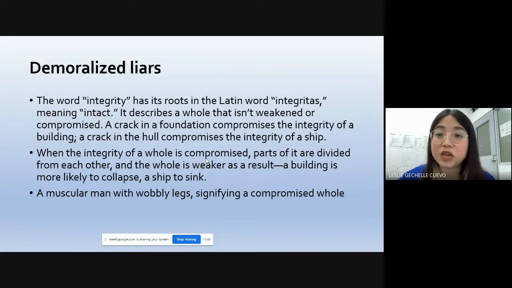A crack in a foundation compromises the integrity of a building, di ba? Kapag hindi maayos yung pundasyon ng isang building, may chance na masira yung building, na gumuho siya. A crack in the hull compromises the integrity of a ship. Kapag may crack din sa isang barko, then nagiging unsafe ang isang barko. So baka lumubog yan. When the integrity of a whole is compromised, parts of it are divided from each other and the whole is weaker as a result. A building is more likely to collapse, a ship to sink.